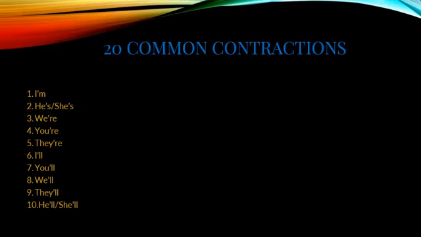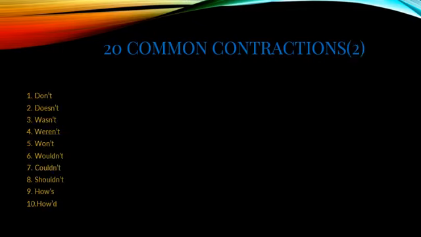And the sixth example is I'll, which is written to shorten I will. Example, I'll call you later. Similarly, we have you'll for you will, we'll for we will, they'll for they will, he'll or she'll for he will or she will. We'll go ahead and see some more contractions which are commonly used in English speech.